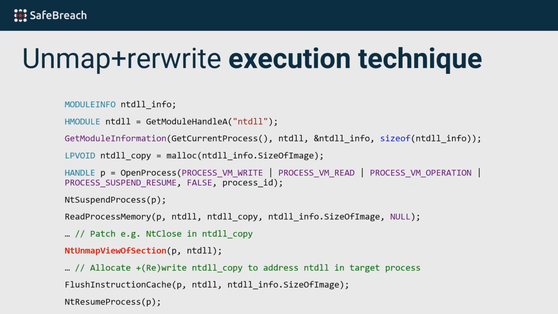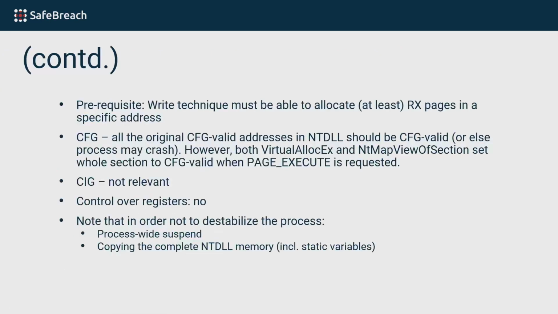And of course, we need to flush the instruction cache in order to tell the CPU not to use any old code from the old NTDLL it cached. Since the memory that we allocate inside the target process replaces the old NTDLL, all entry points in NTDLL, all functions in NTDLL, must be CFG valid. Fortunately, if we use either VirtualAllocEx or NtMapViewOfSection, this is taken care of.